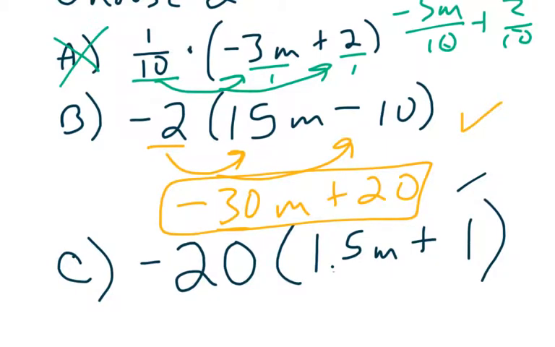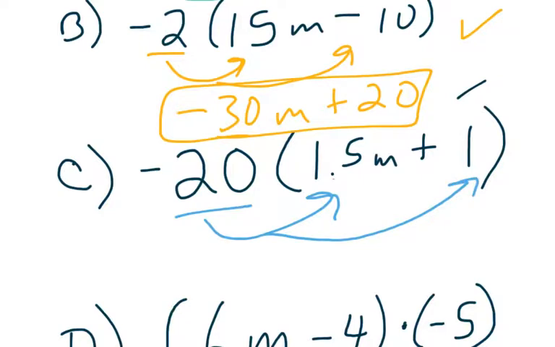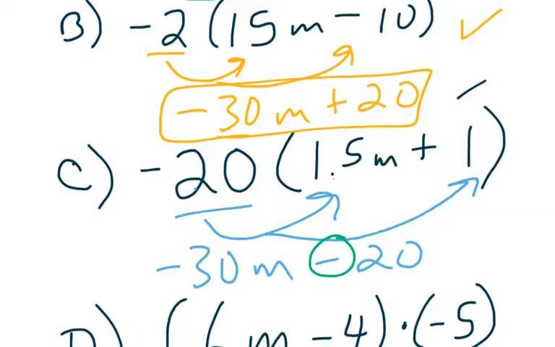And then finally the last one. We got two here. -20 times 1.5 and -20 times 1. -20 times 1.5 is a -30m. That's good, but -20 times positive 1 gives you a -20. So, because this is not a positive, C is not a good answer.